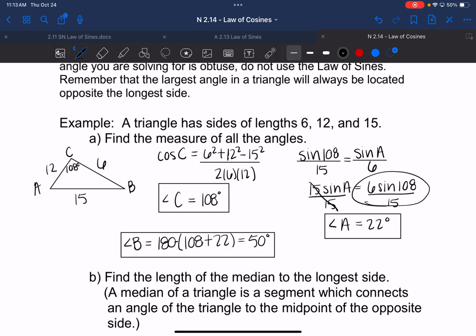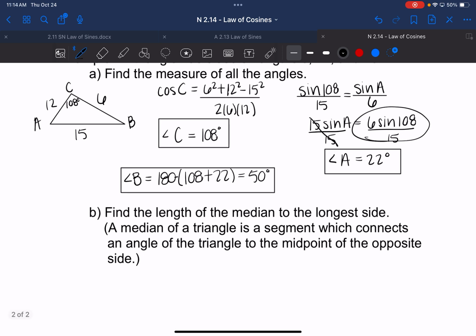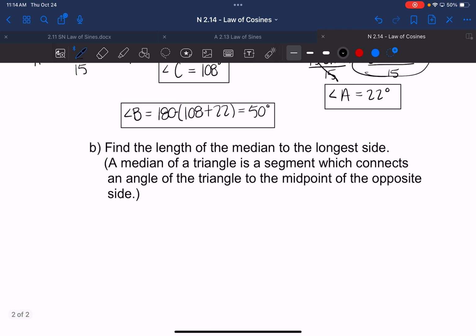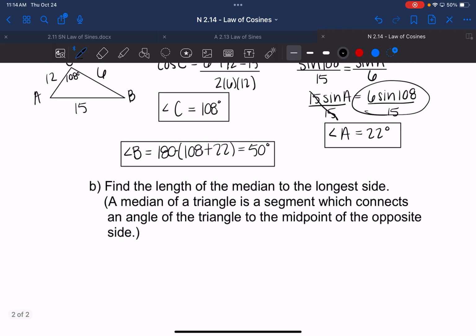Okay. We got one more question, so they're going to give us one more example of a time where we might need to use our law of cosines. Okay, so this is part B of the same question. So I still have that same triangle. I'm going to draw the same picture. A, B, C, or this is 6, 12, and then the bottom is 15. Okay, so it says, find the length of the median to the longest side. Well, what's my longest side? 15.